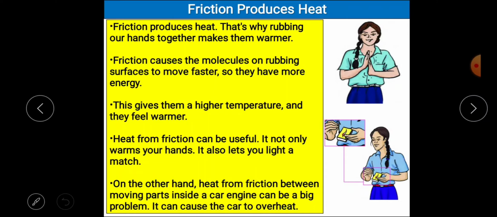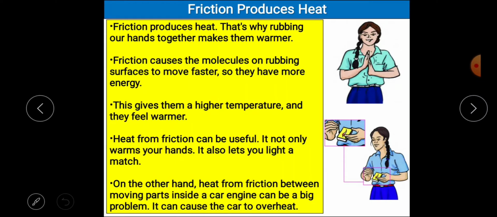Our next topic is friction produces heat. Friction, as we know, is the opposing force, so friction produces heat. That's why rubbing our hands together makes them warmer. When we rub our hands, the surface of our palm, our skin, rubs against each other, and it produces friction. That friction leads to production of heat.